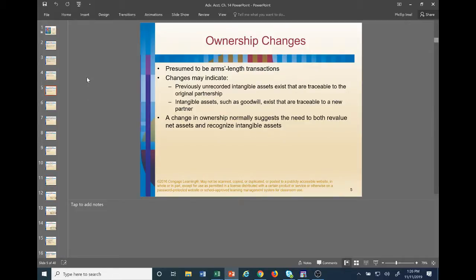Changes in the ownership structure of the partnership are presumed to be arm's length transactions, which reflect the current value of the partnership. Such changes may indicate that previously unrecorded intangible assets exist that are traceable to the original partnership, and that intangible assets such as goodwill exist that are traceable to a new partner. Now, in practice, a change in ownership normally suggests the need to both revalue the net assets and recognize intangible assets.